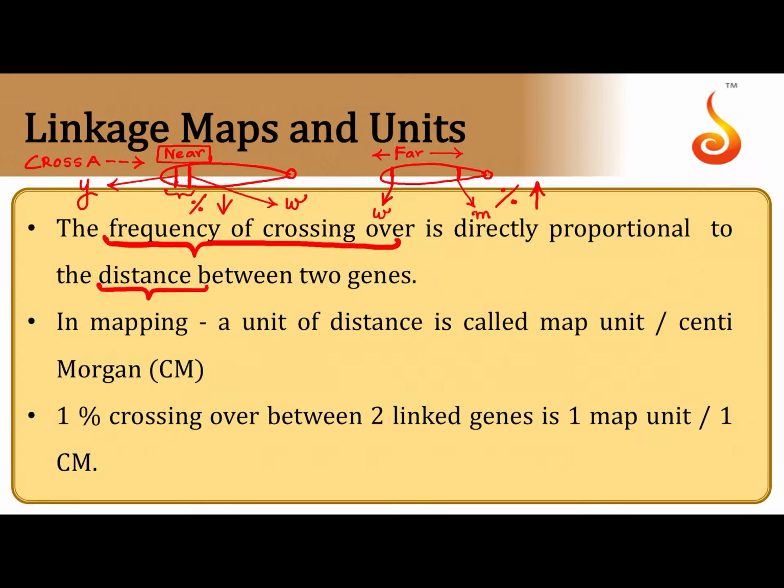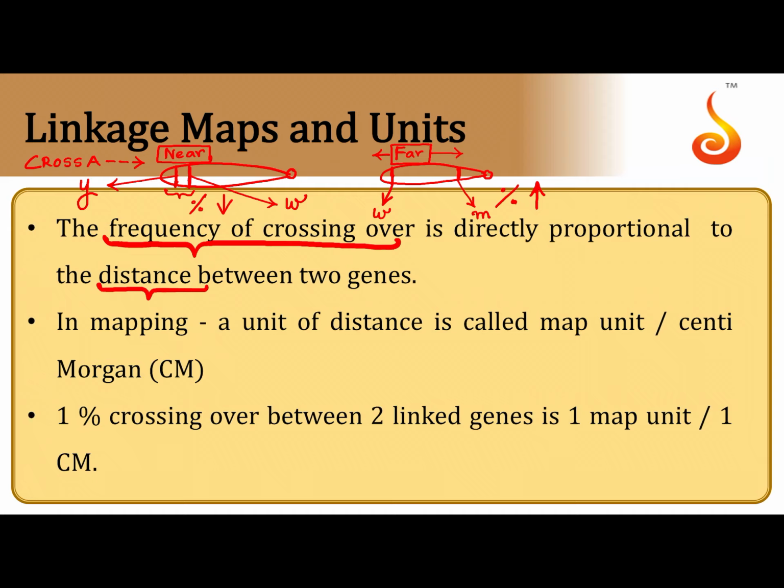So please remember, if two genes are very close to each other, their percentage or frequency of recombination or crossing over will be less. If two genes are far away from each other, their frequency or percentage of crossing over will be comparatively higher.